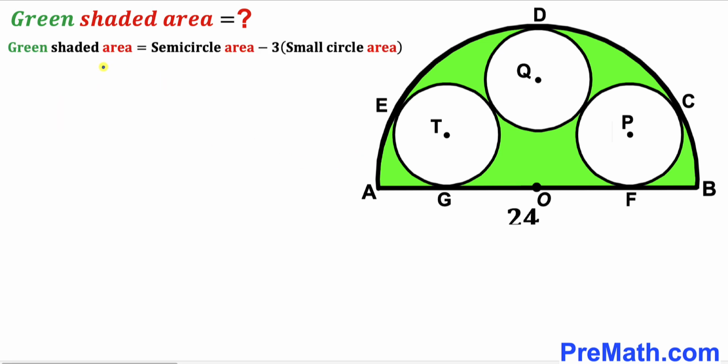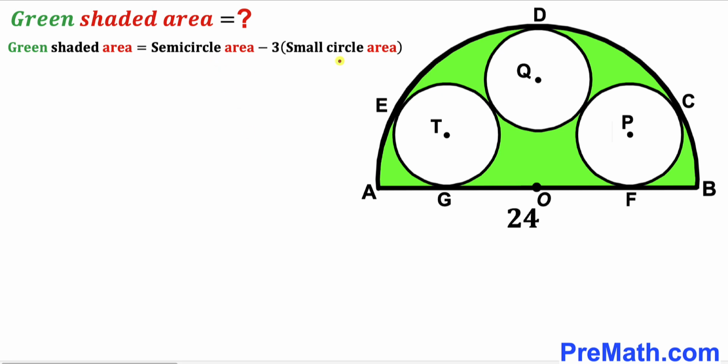Let's make an observation. The green shaded area is going to be equal to the area of the whole semicircle minus 3 times the area of these small identical circles. So our task is to calculate the area of the semicircle, and likewise the area of the small circle as well.